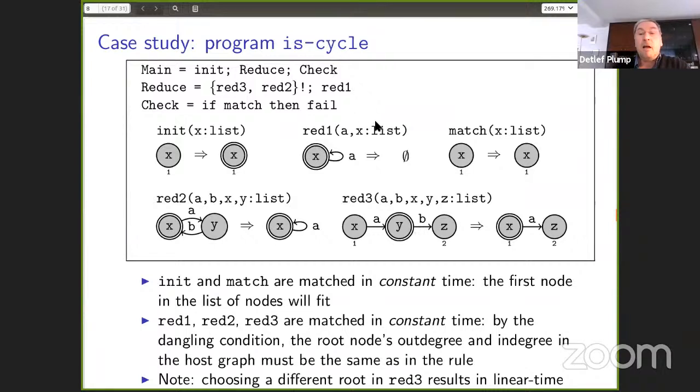And then we have what else? Yeah, we have red1 as a rooted rule, and then we have match, which is unrooted, which is just looking for some garbage node. But again, for the same reasons as for init, we don't have any constraints on the left-hand node, so it's a simple lookup of the list of all nodes, and if there is one, the first one, we pick it, and we know there's a garbage node. Okay, so I hope that makes sense.